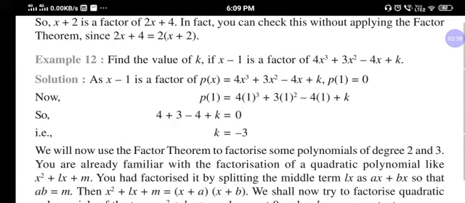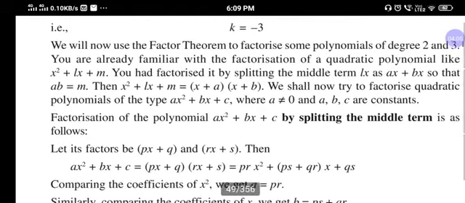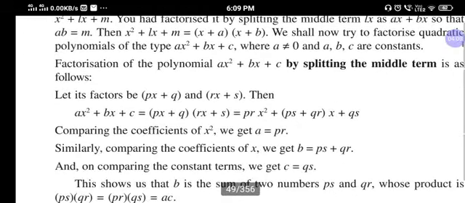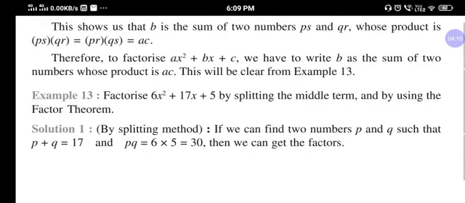Okay, we will now use the factor theorem to factorize some polynomials of degree 2 and 3. So we go for the next, and next is example number 13. Factorize 6x square plus 17x plus 5 by splitting the middle term and by using the factor theorem. So we go for example 13.